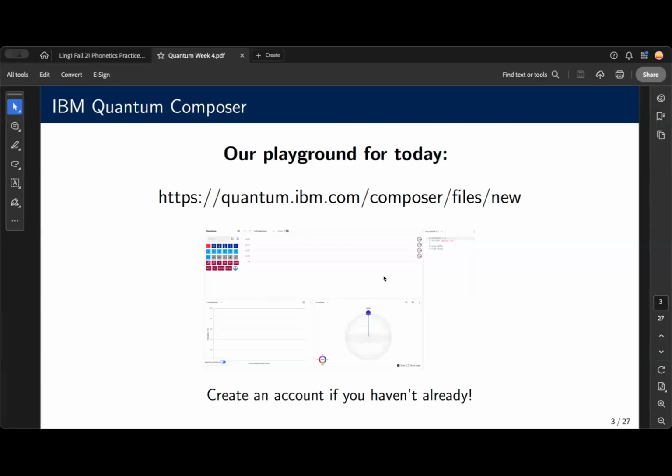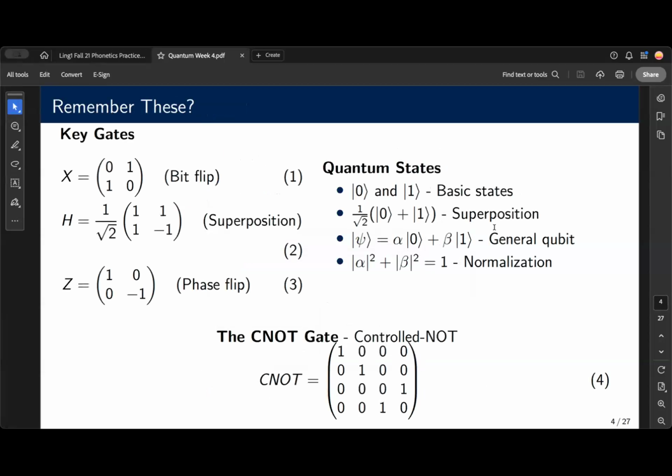So I'll continue later, but let's move on. So since you guys have access to the composer, let's start and actually look back at some of the key gates that we covered in the previous workshop. So we have the X gate, which is the bit flip gate, more like the NOT gate in the classical world. But then we have the Hadamard gate, which constructs sort of the superposition of states. We have the phase flip gate, the Z gate, and on the right, we have the basic quantum states.